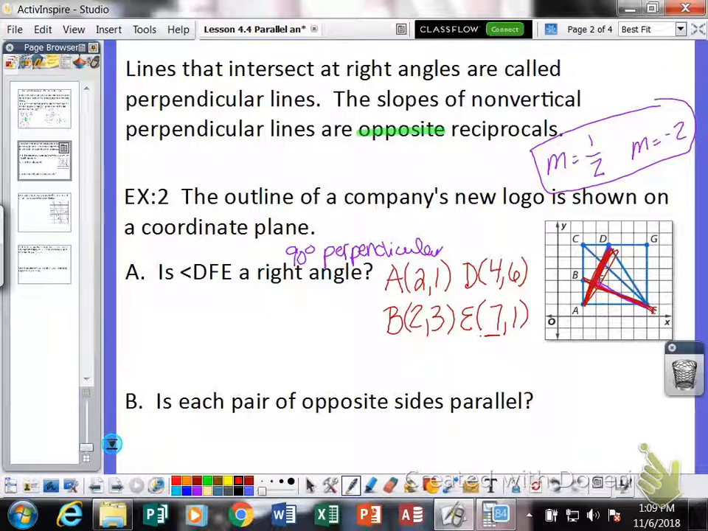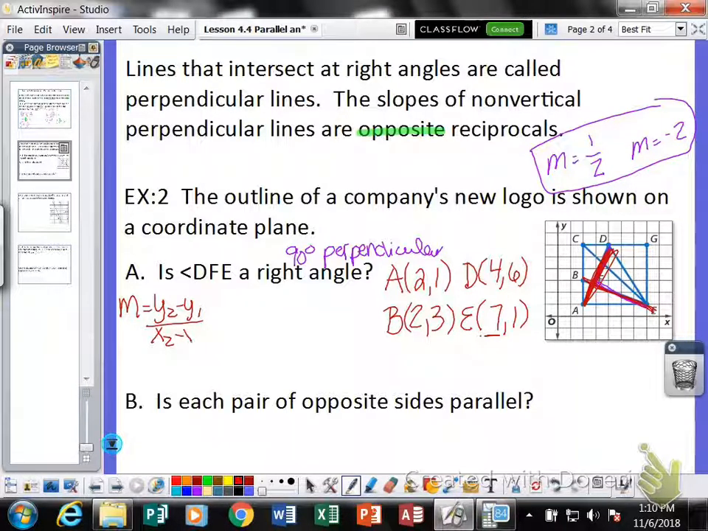So I say m = (y2 - y1) / (x2 - x1). What do I get? I have (6 - 1) / (4 - 2) = 5/2. So my slope for that line is 5/2.